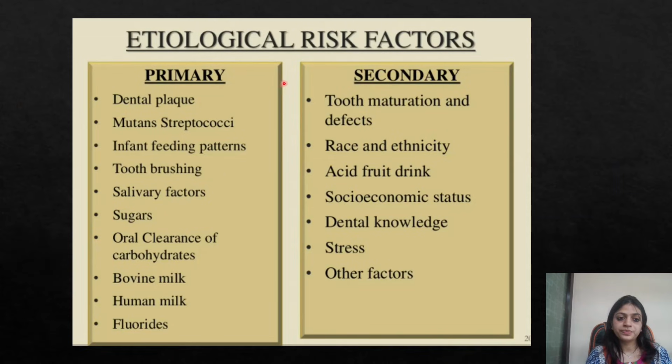Then the etiological risk factors. The causative factors can be divided into primary and secondary. Primary are dental plaque, the mutans streptococci, infant feeding patterns, toothbrushing, salivary factors, sugars, oral clearance of carbohydrates, milk, bovine milk, human milk, fluorides. Secondary factors include tooth maturation defects, race and ethnicity, acidic fruit drinks, socioeconomic status, dental knowledge, stress, and other factors.